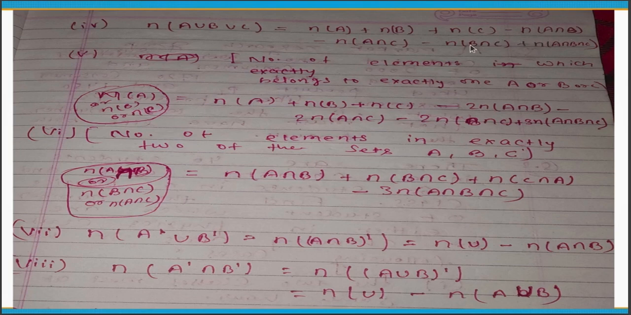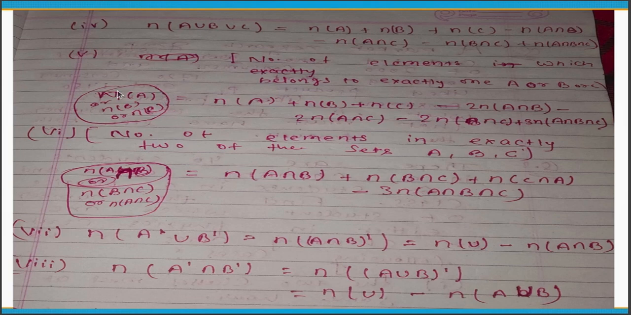Now the number of A union B union C is the number of A plus number of B plus number of C minus number of A intersection B minus number of A intersection C minus number of B intersection C plus number of A intersection B intersection C. You can prove this formula by Venn diagram. I hope you are able to do it.